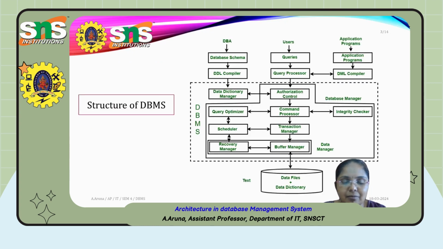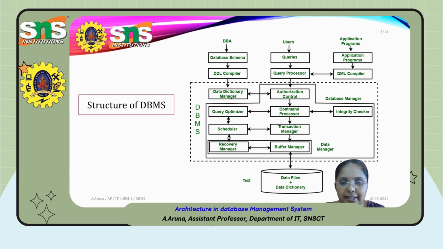Now let us see what is the database architecture. Before going to the architecture, we're going to see the structure. The structure is nothing but three parties that can be involved here. One is a user, another is a database management system, and another is a database system. These are the three layers available in an architecture. In the first layer, the user may be an administrator, an application programmer, or any other user. These can be called users.